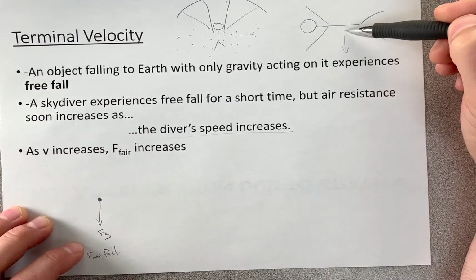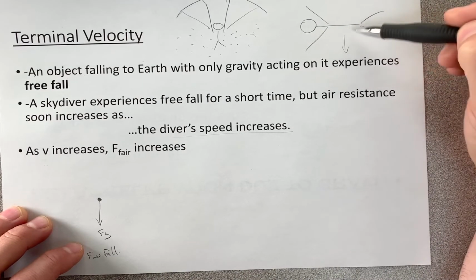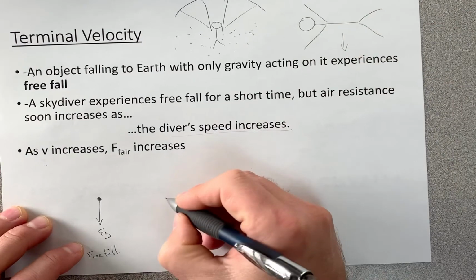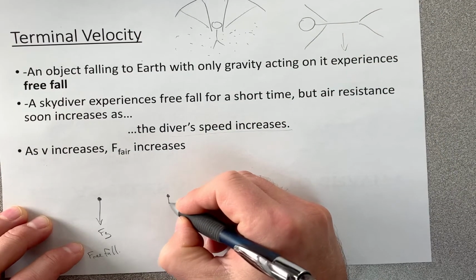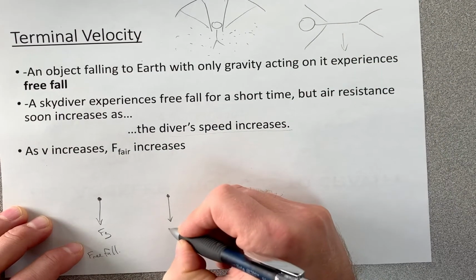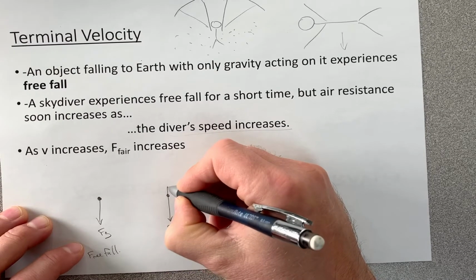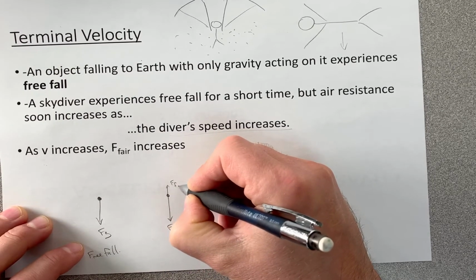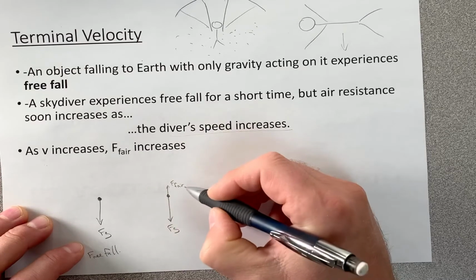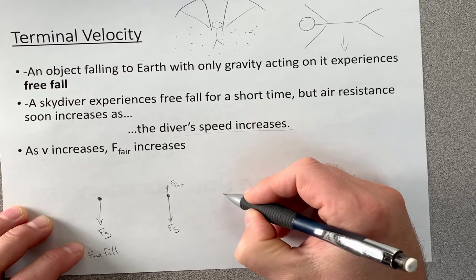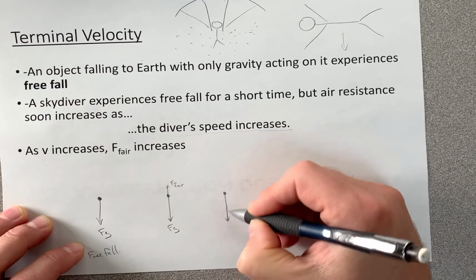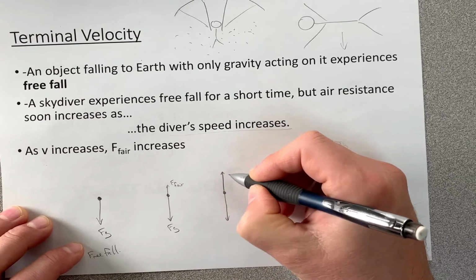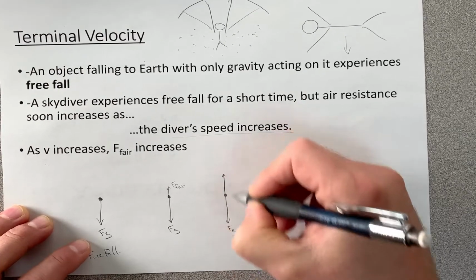As you start going faster and faster, you're running into air molecules at a quicker and quicker rate. So as speed increases, this force of gravity does not change. Fg is the same, but you start to get air resistance, so F air. Air resistance starts to increase a little bit. And as you keep increasing your speed, again, gravity doesn't change, but air resistance starts to get bigger and bigger.